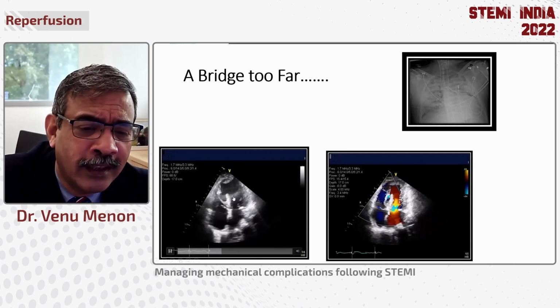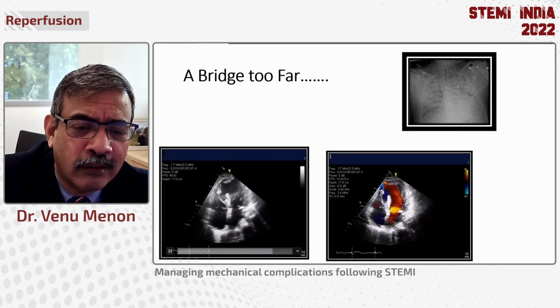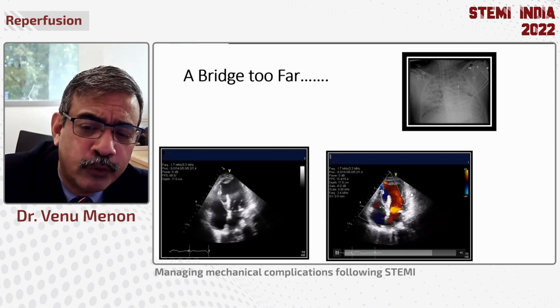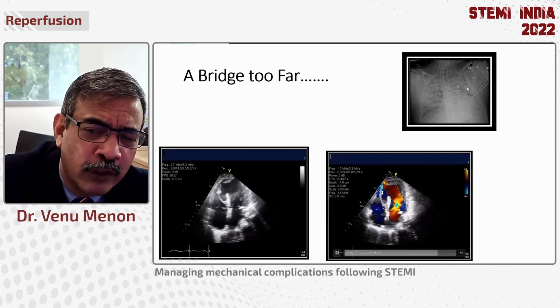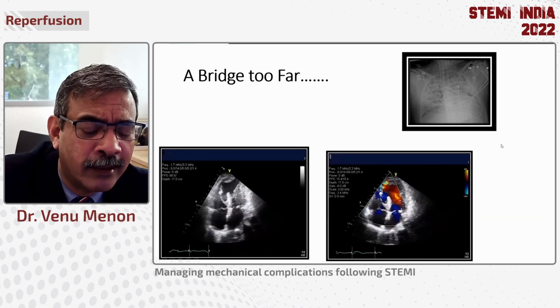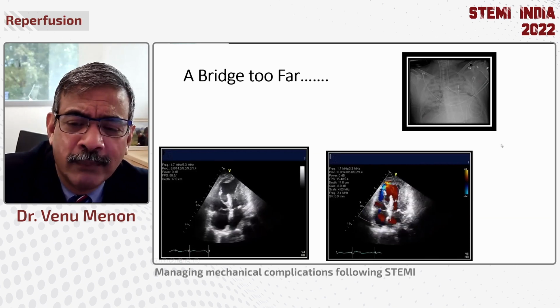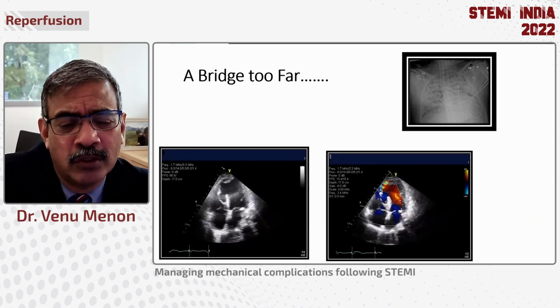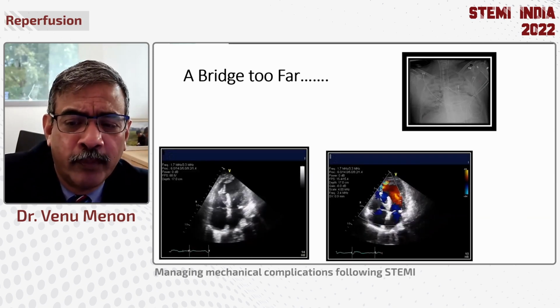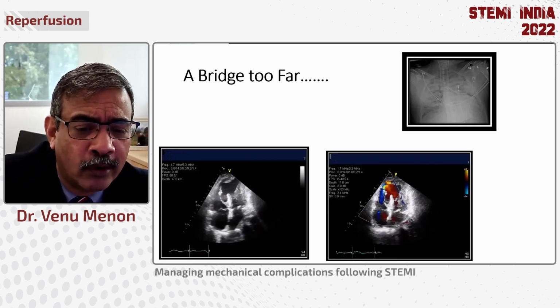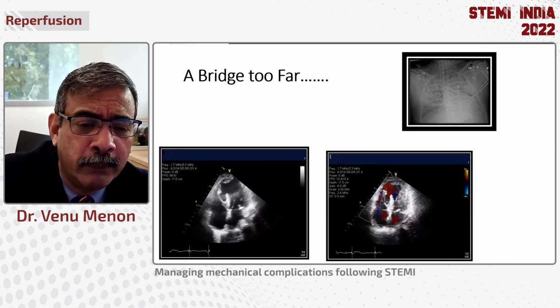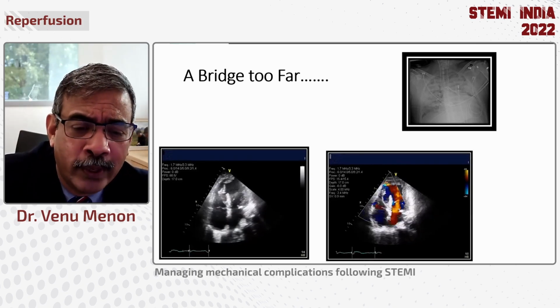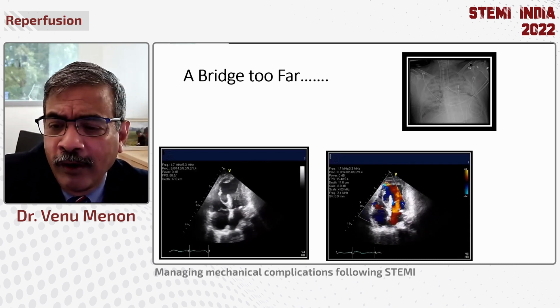So here you can see a complete dissection of the interventricular septum, a massive left to right shunt, severe bilateral pulmonary edema. Although a surgeon might take this person to the OR immediately, it is unlikely this patient will survive with surgery because there's no healthy tissue to operate on. Such a patient should be put on mechanical support using ECMO or an impeller.